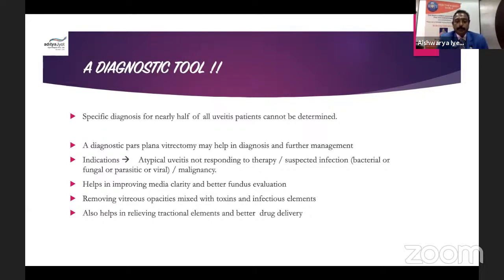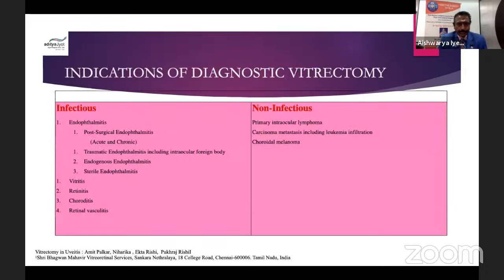So I think we have to keep that in mind, and you should have a curiosity like Einstein when you're dealing with uveitis. Vitrectomy helps in improving media clarity and better fundus evaluation. Removing vitreous opacity mixed with toxins and infectious elements also helps in relieving tractional elements and better drug delivery. Indications of diagnostic vitrectomy: infectious, all of us know endophthalmitis and all parts of endophthalmitis, vitritis, retinitis, choroiditis, and retinal vasculitis. Non-infectious: primary intraocular lymphoma, carcinoma, metastasis including leukemia infiltration, and choroidal melanoma.